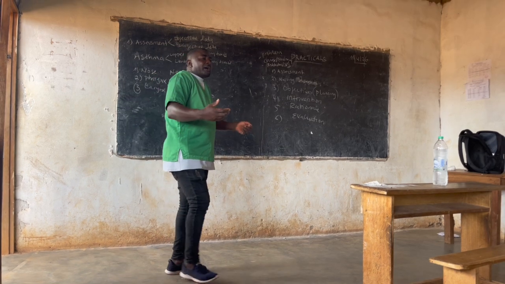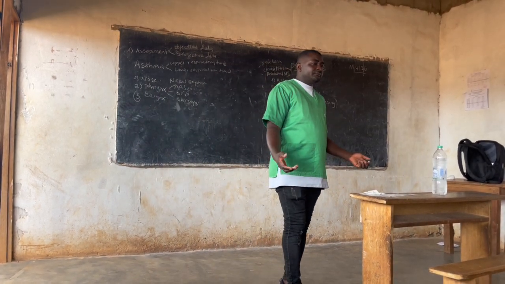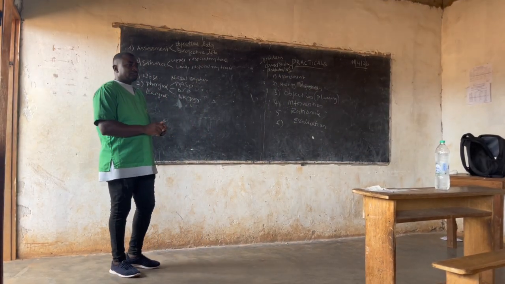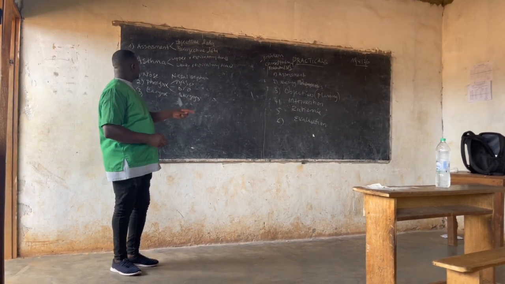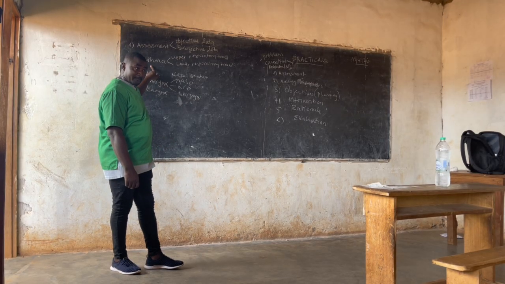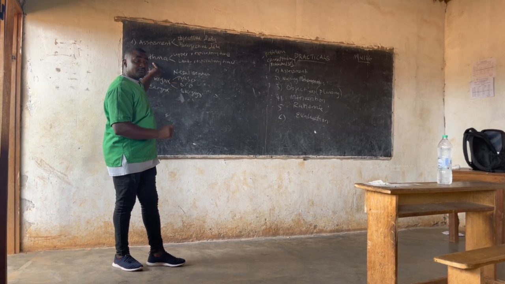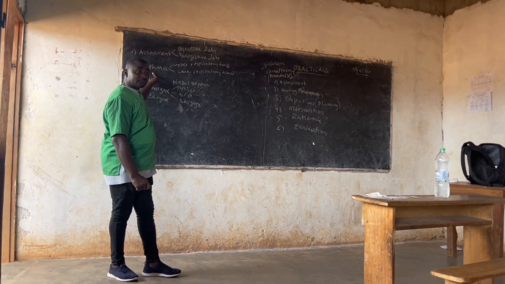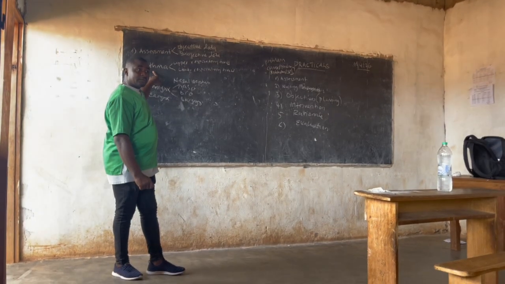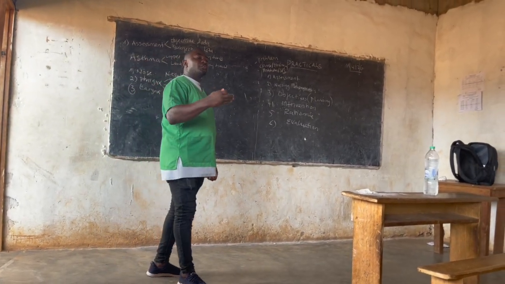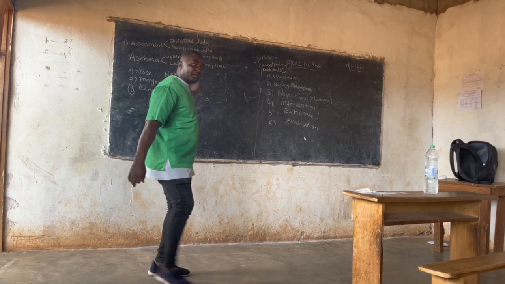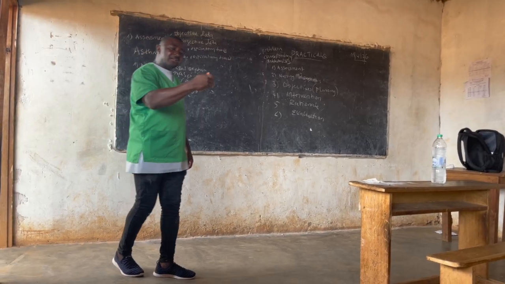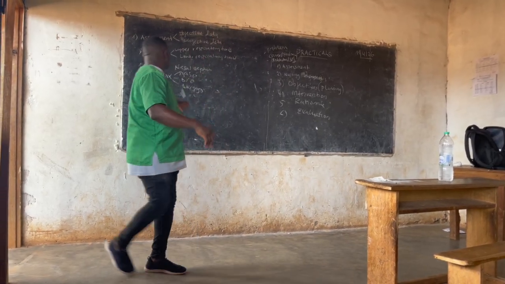Now, what are the pathologies of the respiratory system? The first one is asthma. What is asthma? Difficulty in breathing as a result of narrowing or closure of the airways. Good. Are we there? The difficulty in breathing that comes as a result of the narrowing or closure of the airways.